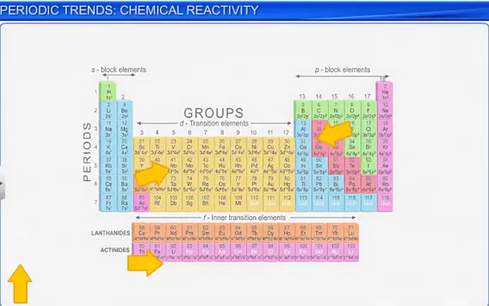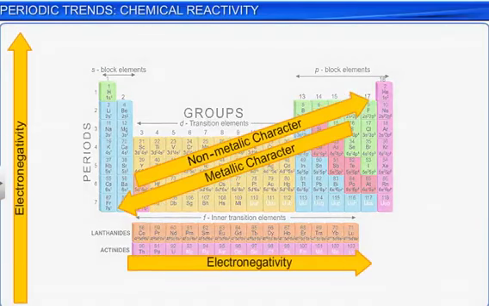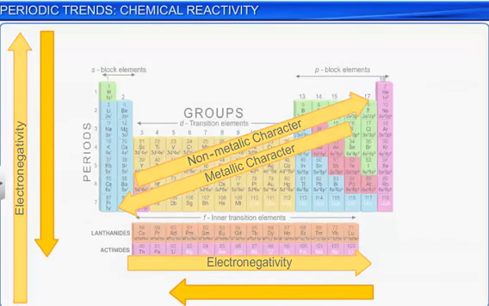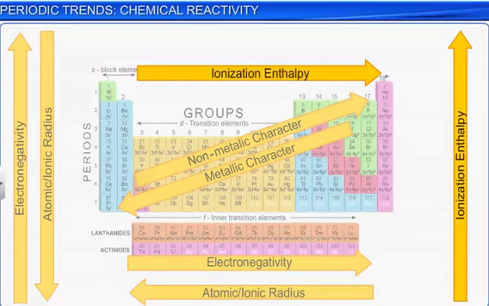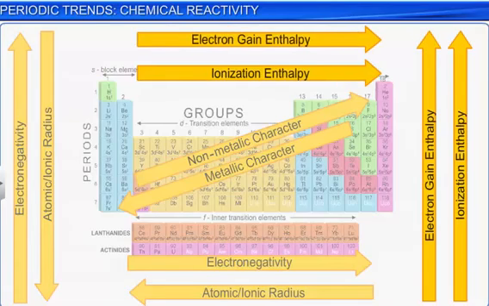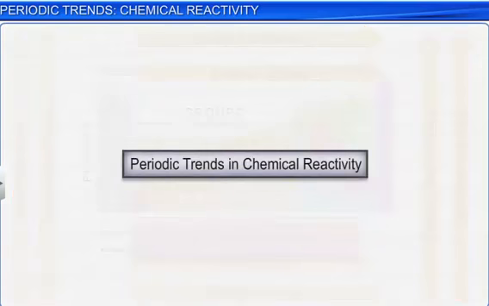You are already aware of the periodic trends in the fundamental physical properties such as atomic or ionic radii, ionization enthalpy and electron gain enthalpy of elements. Let's now see how the periodicity in these properties is related to the periodicity in the chemical reactivity of elements.